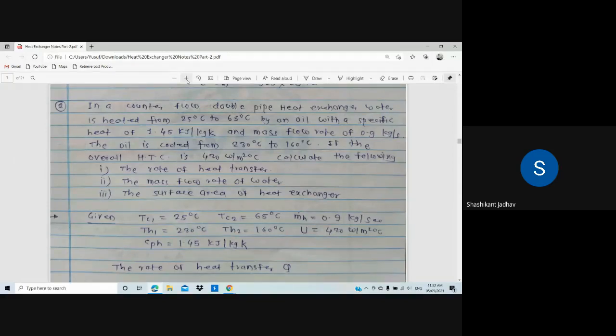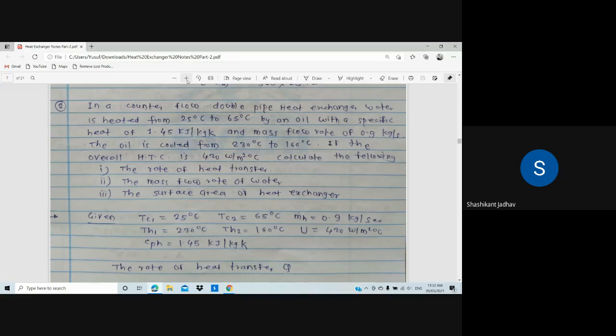Which equation can we use for the hot fluid? For the hot fluid, M dot H into CPH into TH1 minus TH2. And if cold fluid information is given, that is M dot C into CPC into TC2 minus TC1. So these are the two equations. By using that, we have to calculate the value of Q.